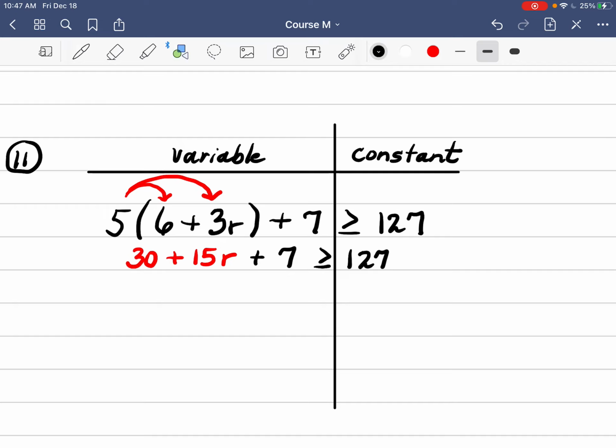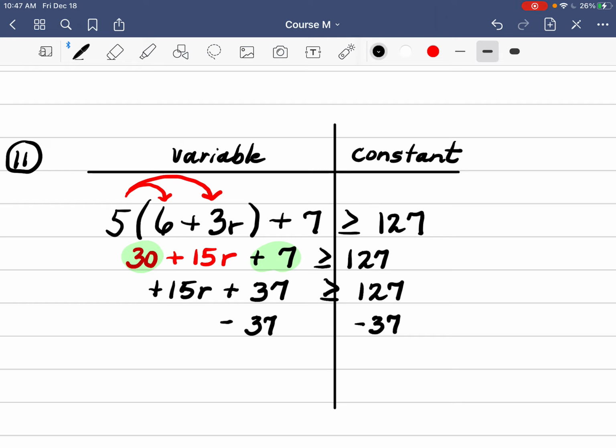And I need to pack up some like terms before I try to move them. I've got this 30 and this plus 7, so let's make that 37. So I have positive 15r plus 37 is greater than or equal to 127. Then move the 37. We're not multiplying and dividing, so we don't reverse our sign. We're just subtracting it off.